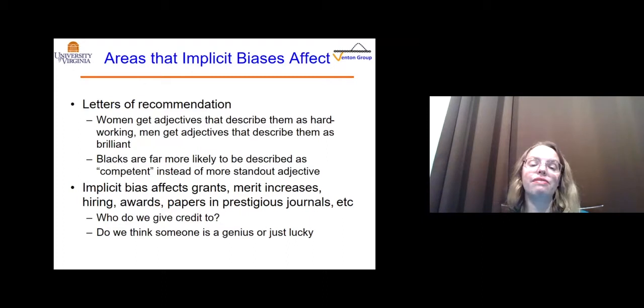Implicit bias also affects grants, merit increases, hiring, awards, and papers in prestigious journals. A lot of times the problem is that when you look at resumes, they'll show that if they put a male name on it, people are far more likely to think the person should get the job than if they put a female name on it. Same if they put a white-sounding name on a resume compared to a Black or African American sounding name.